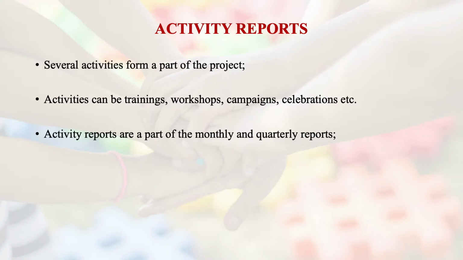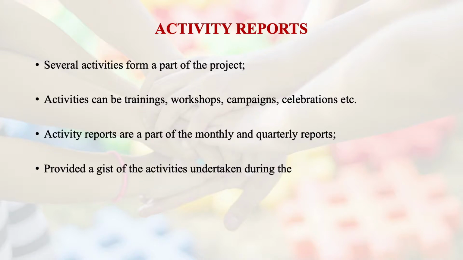But everything should have a detailed version of the activities which are going on, detailed versions of the trainings, the workshops, and the campaigns which are happening. So every detail should go into the activity report, but it should be short in nature. Activity reports are a part of the monthly and quarterly reports. They go inside those reports, and they provide a gist of the activities undertaken during that particular period. Now let us see how we write an activity report.